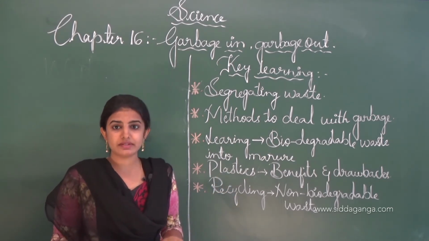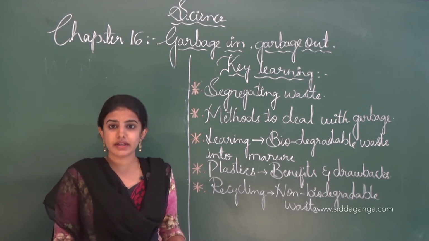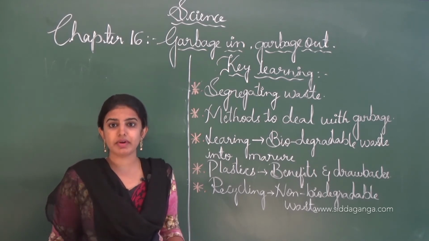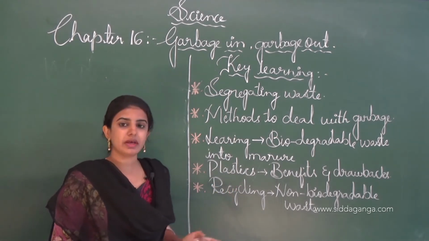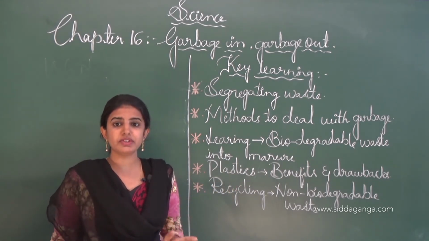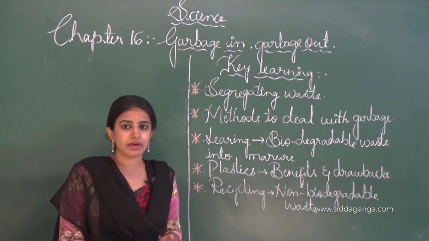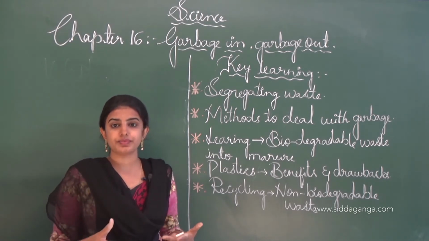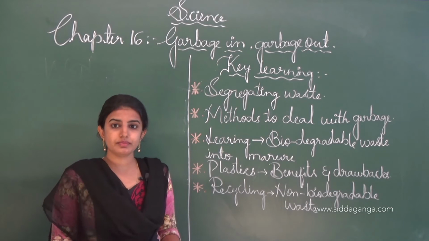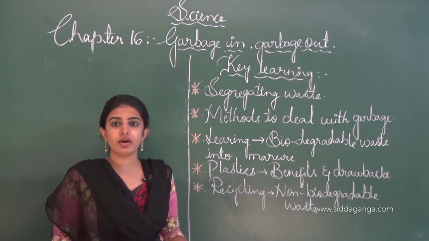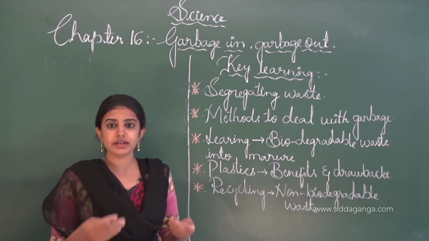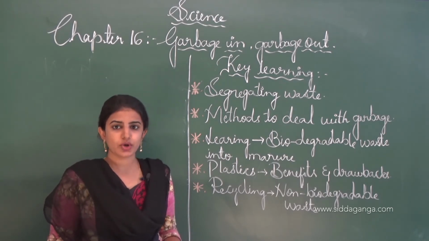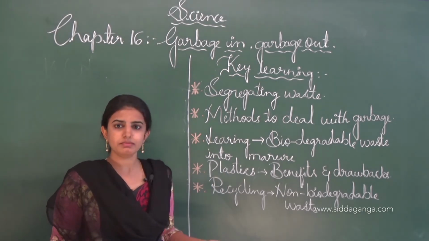If any animal eats plastic, it will die very soon, and that is one drawback. Another drawback of plastic is that it does not decompose, meaning bacteria will not attack the plastic. If we put it into the soil, only after millions of years will it degrade, and till then it stays as it is in the soil. So that is one of the drawbacks of plastic.